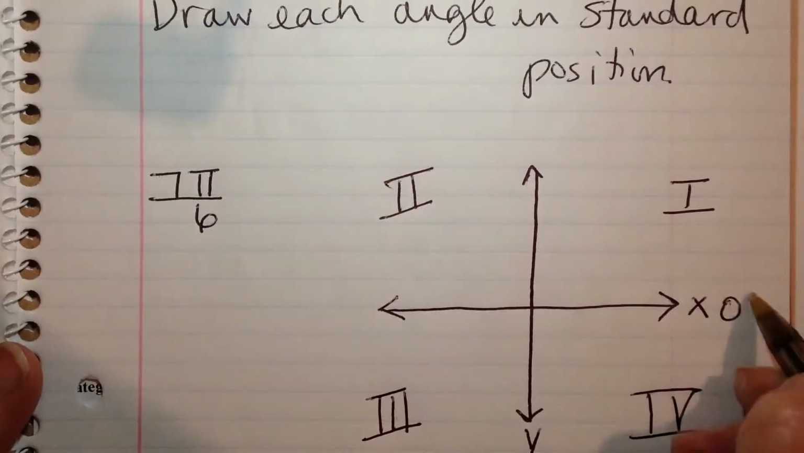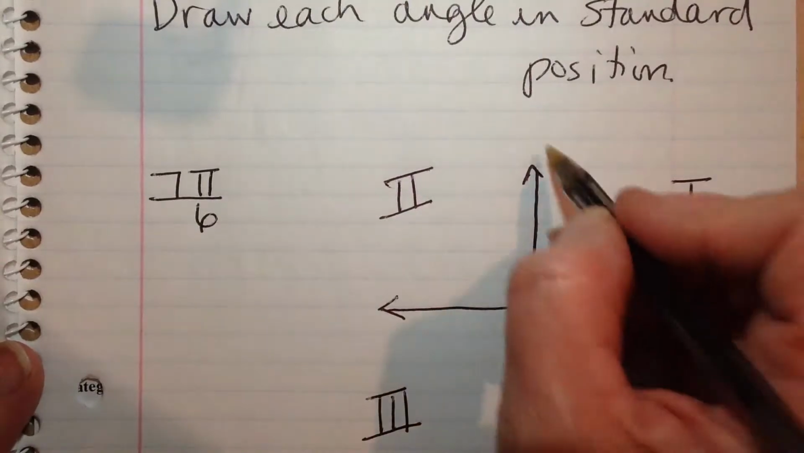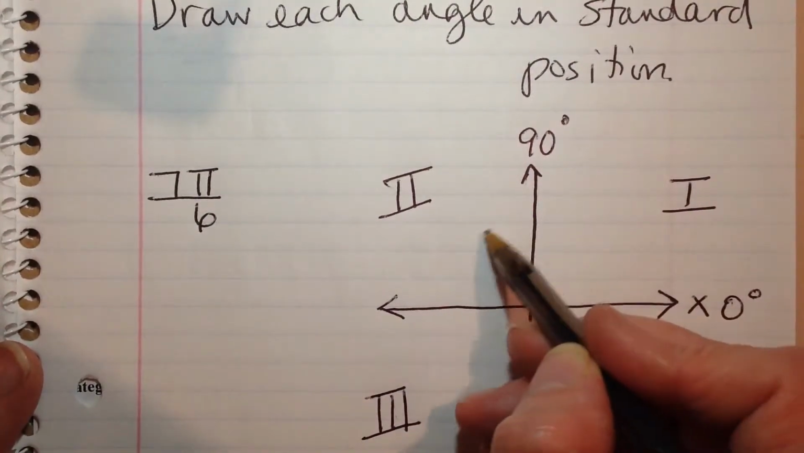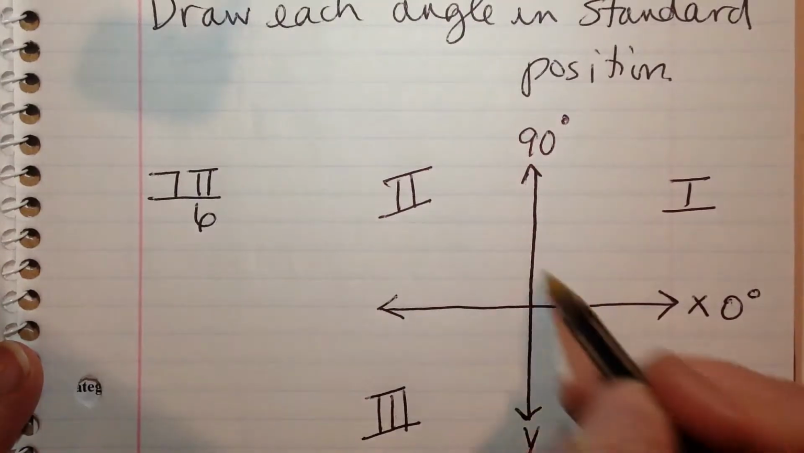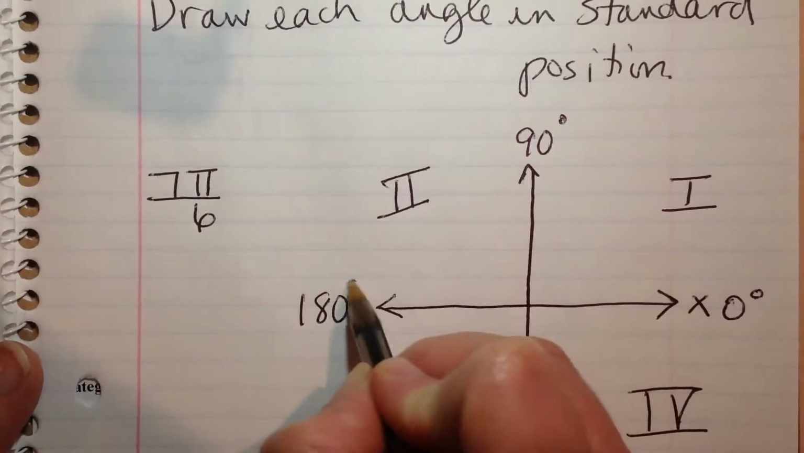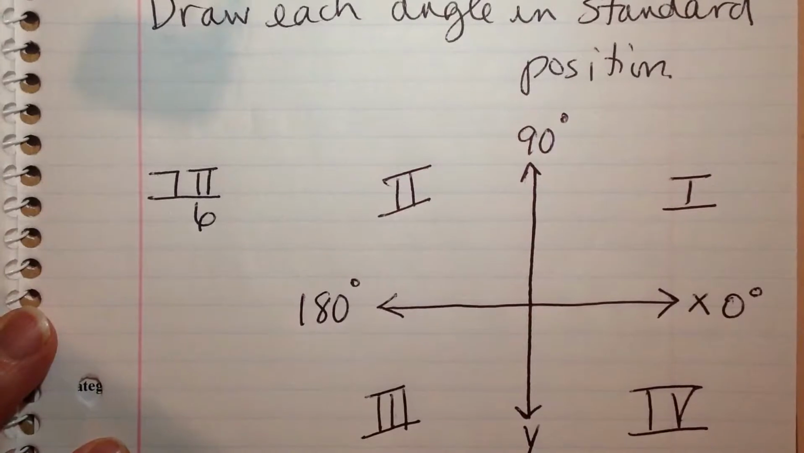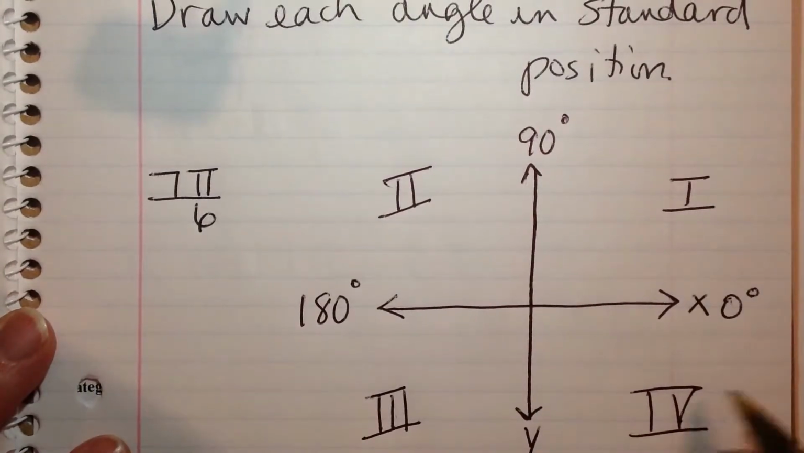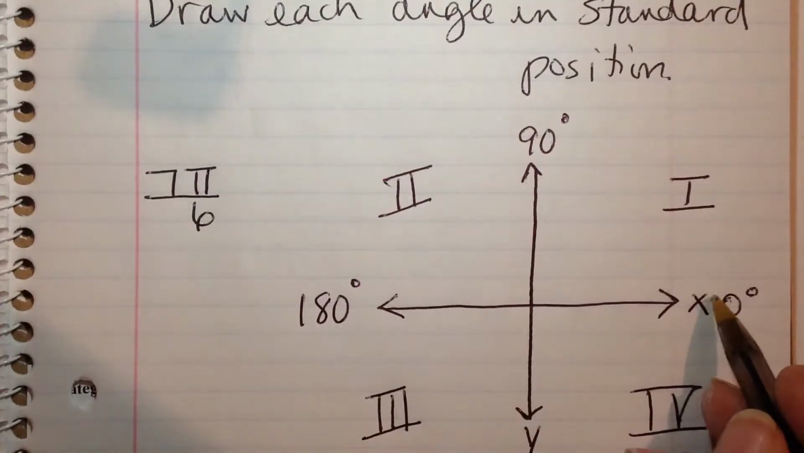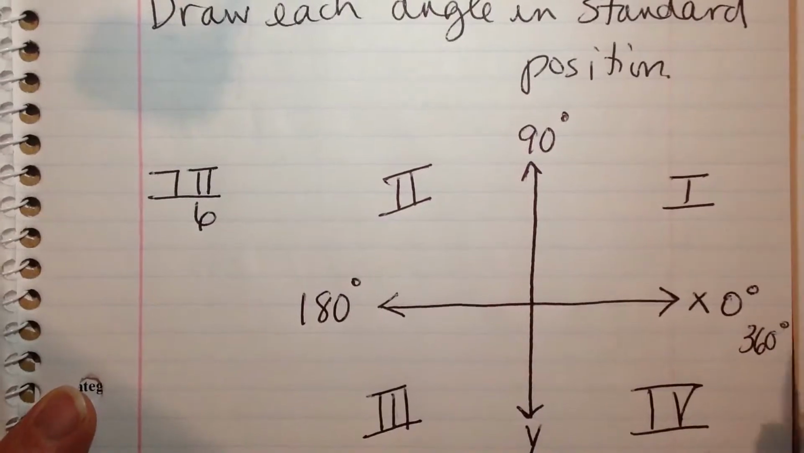Now think about it. This is 0 degrees. A fourth of a rotation here is at 90 degrees. If we go on further, another fourth rotation, or a half rotation, you'd be at 180 degrees. Then coming on down, you're at 270 degrees. And then if you come back around, a full rotation would be at 360 degrees.